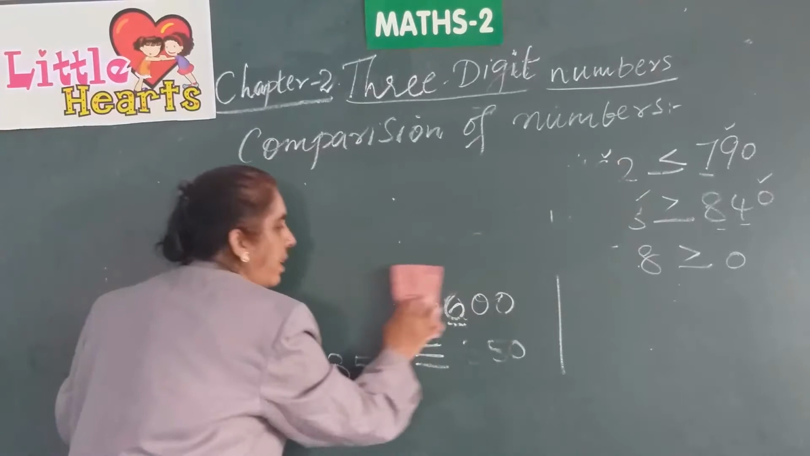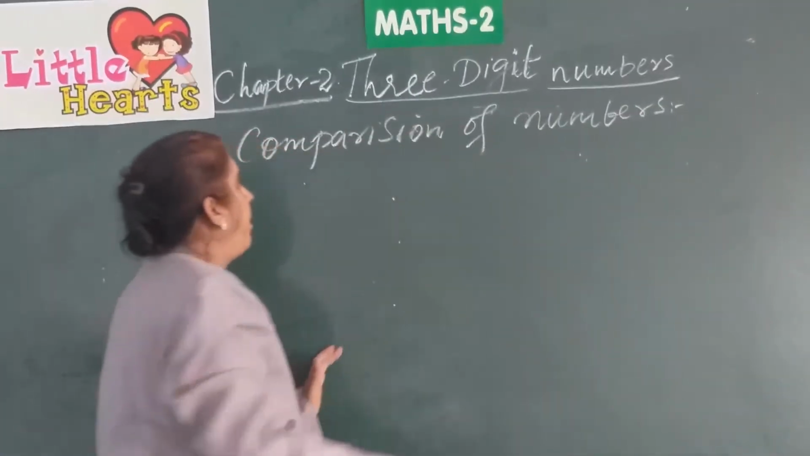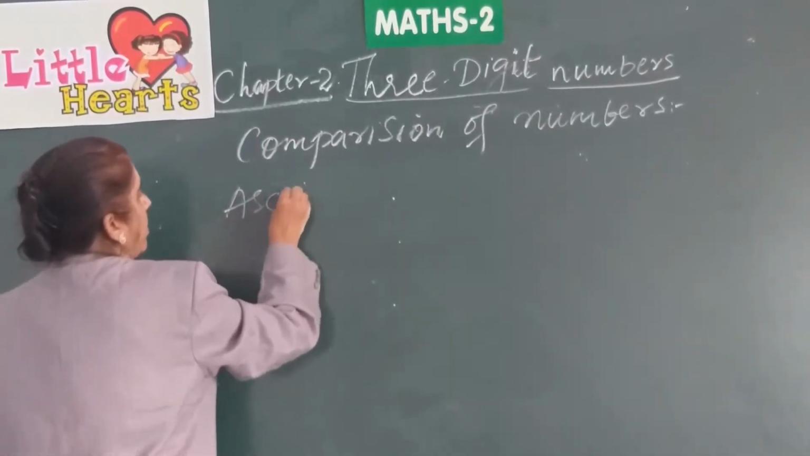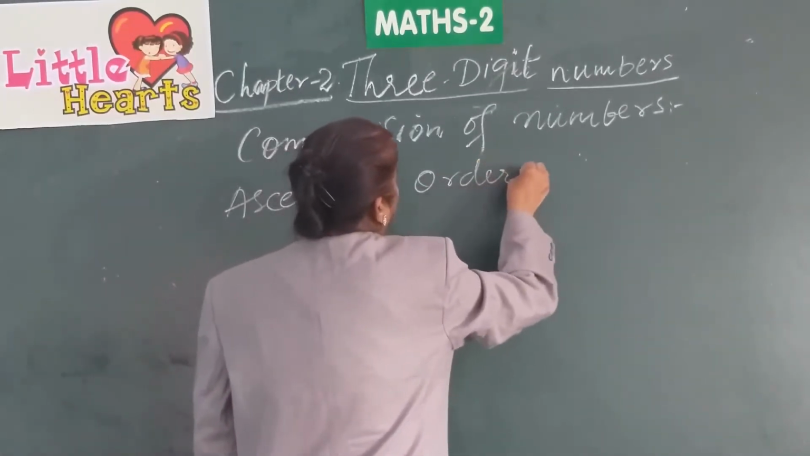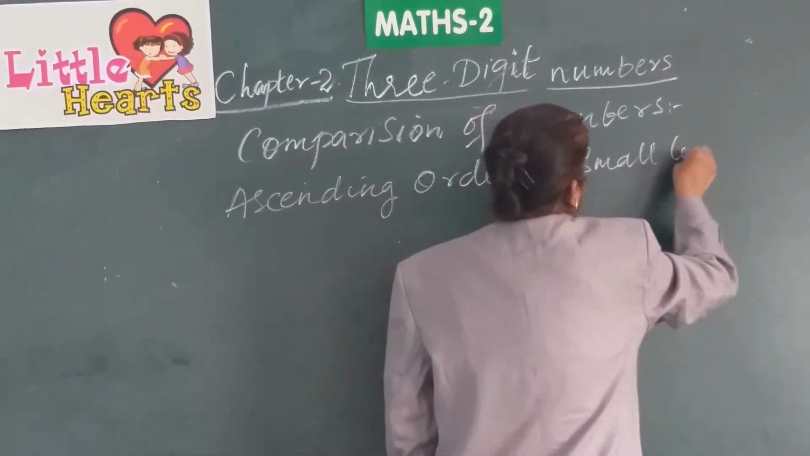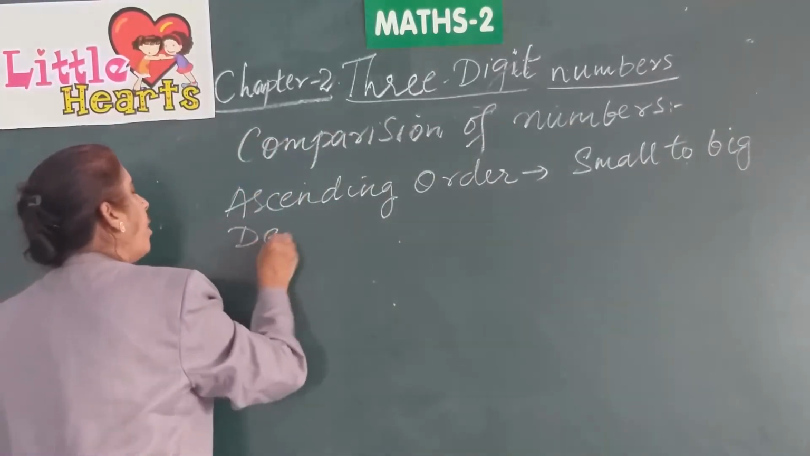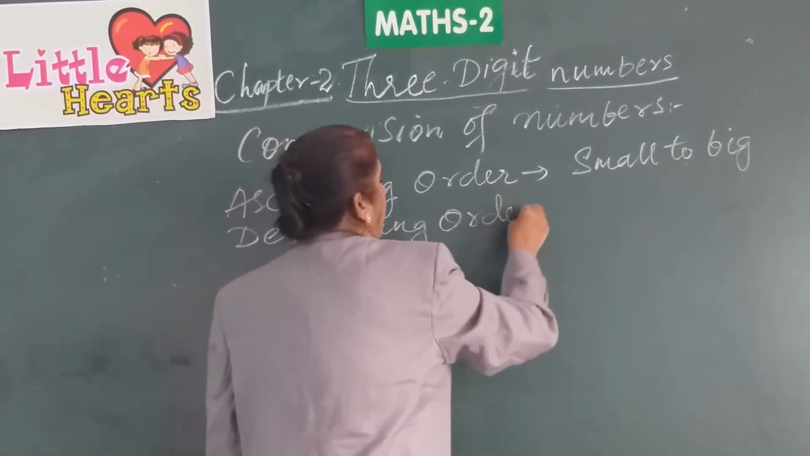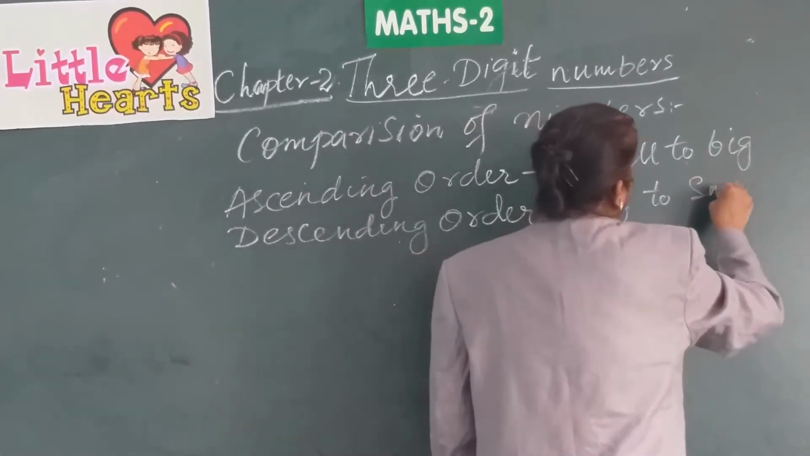Now let us write a set of numbers in ascending order and descending order. Ascending order: writing the numbers from small to big. Descending order: writing the numbers from big to small.